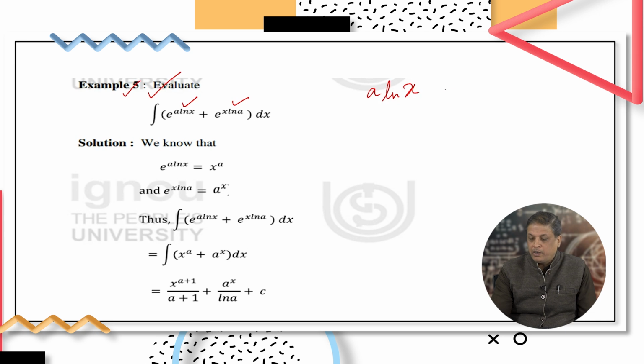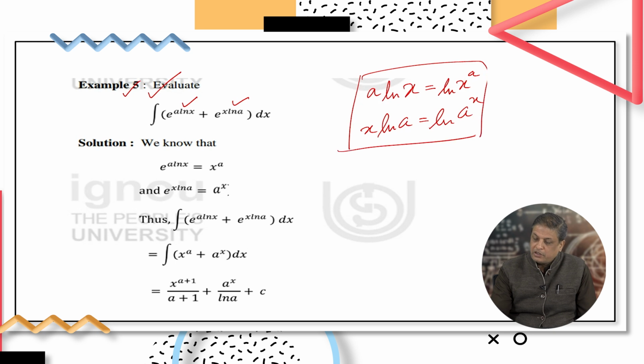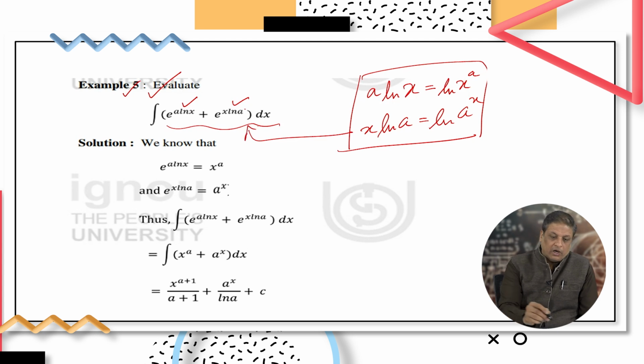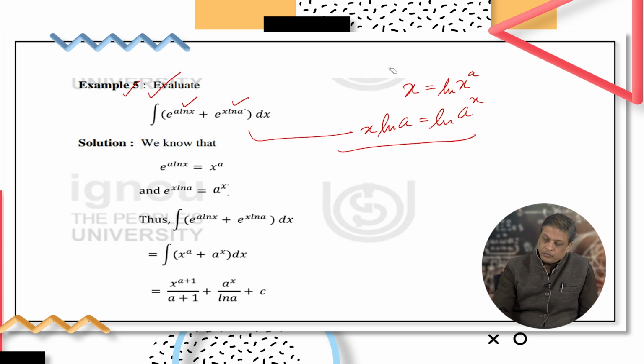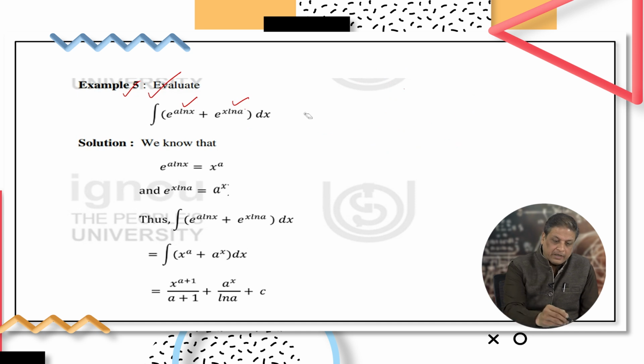So you need to remember that a natural logarithm of x is the logarithm of x to the power a, and you can say that x natural logarithm of a is nothing but the natural logarithm of a to the power x. You need to remember these two identities, these two expressions. We are going to apply these two expressions to integrate this. So let's integrate.